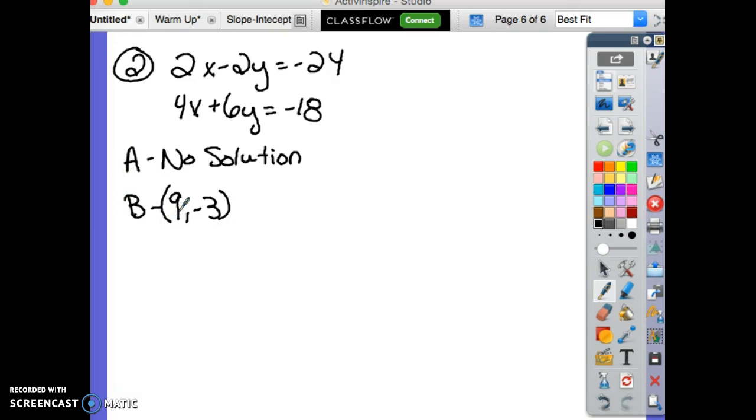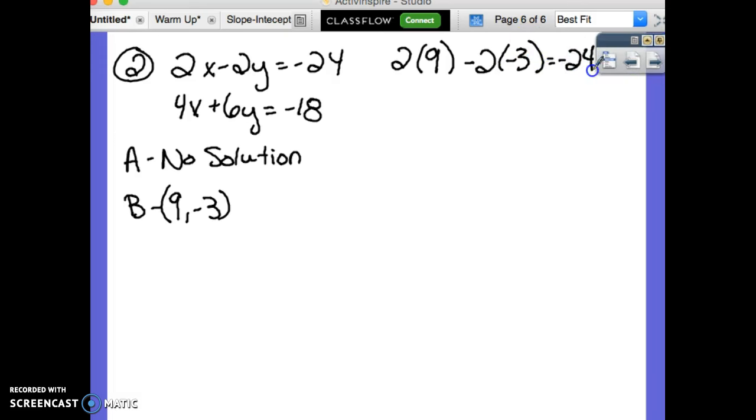So let's try it. So I'm going to plug this into the top one just because that's the one I feel like working with first. I could totally use this one. I'm just not going to. So 2 times 9, because 9 is my x coordinate, minus 2 times negative 3 equals negative 24. So here's 18 plus 6, because negative times a negative is positive, equals negative 24. Well, 24 does not equal negative 24, so B is not the answer.